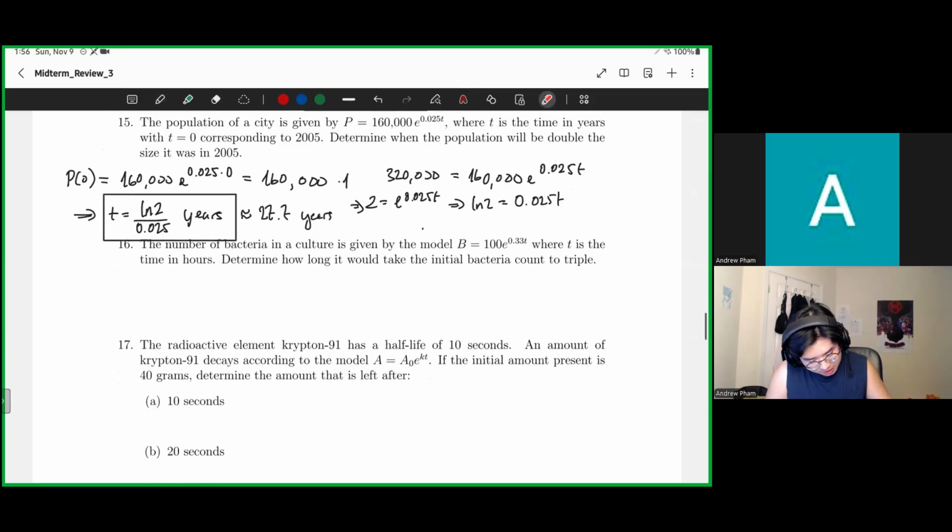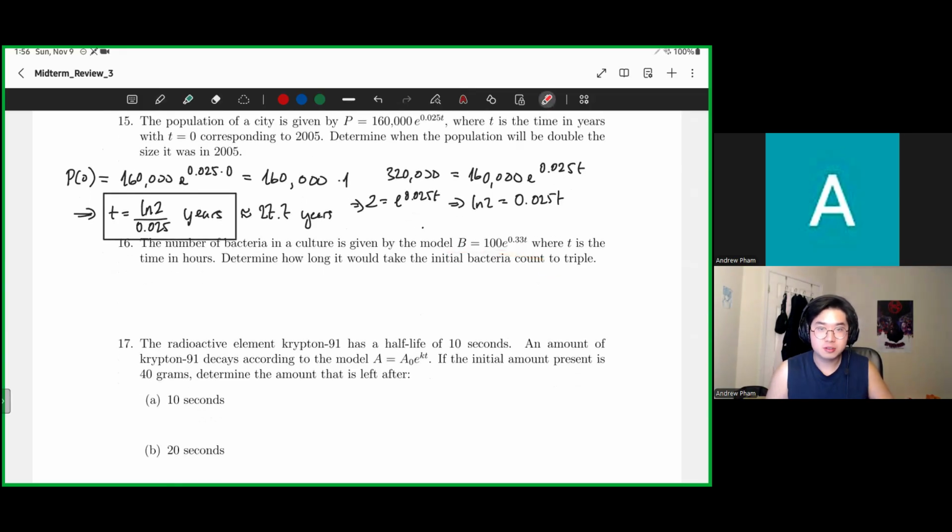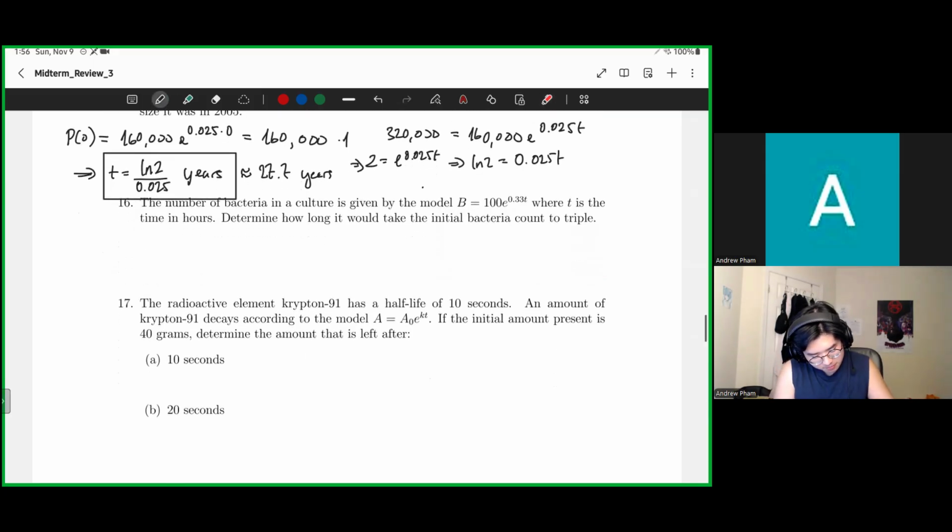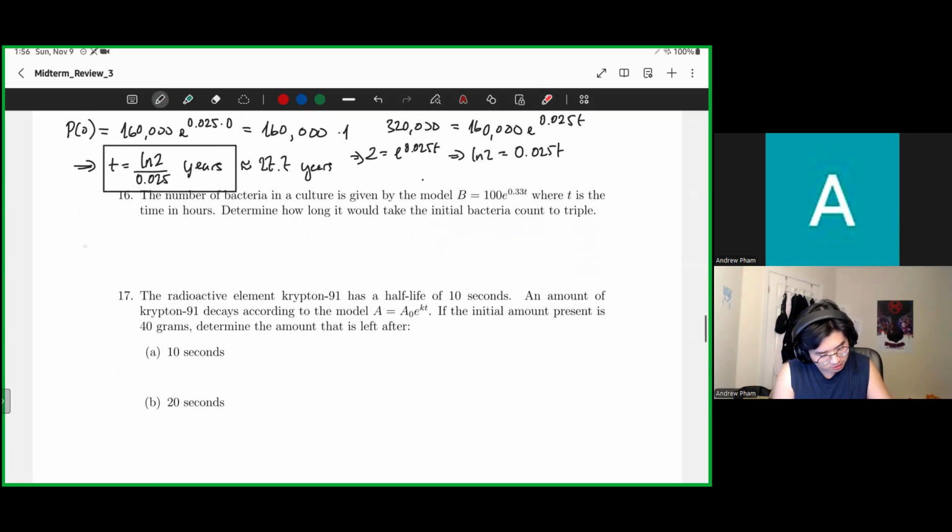Number 16 is going to be the same idea. We're given a similar looking function, and instead of doubling, I'm asking tripling. So it's the same idea, right? Let's move through this quickly. Because I look how long for the initial bacteria count to triple, I look for the initial population first. So b of 0 is going to be 100. E to the 0 power is just 1, so it's going to be 100. Then triple that. So I'm looking for 300 is equal to the population function. And then solve for t again.